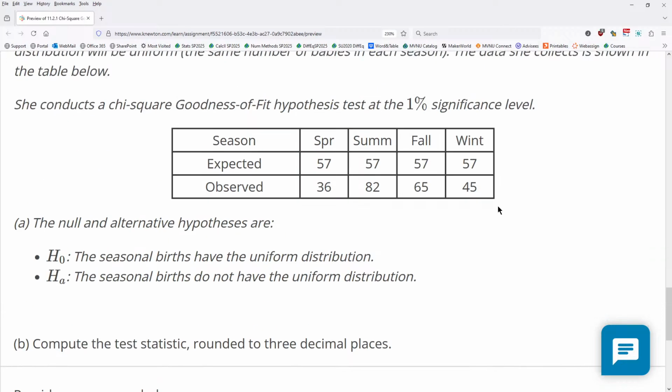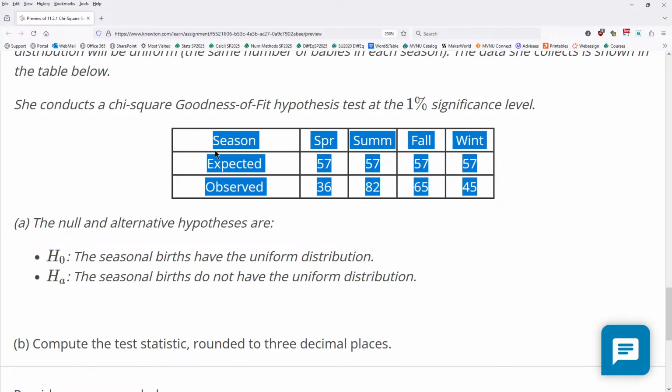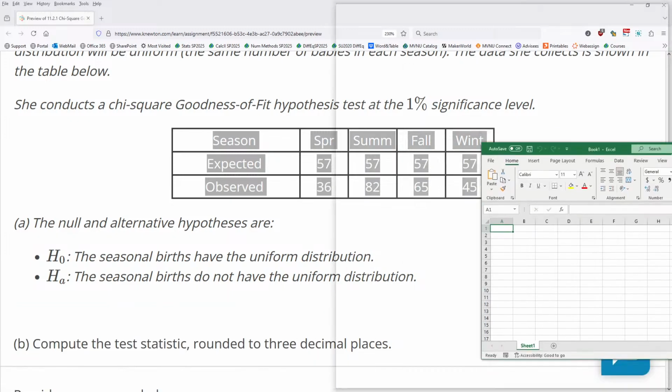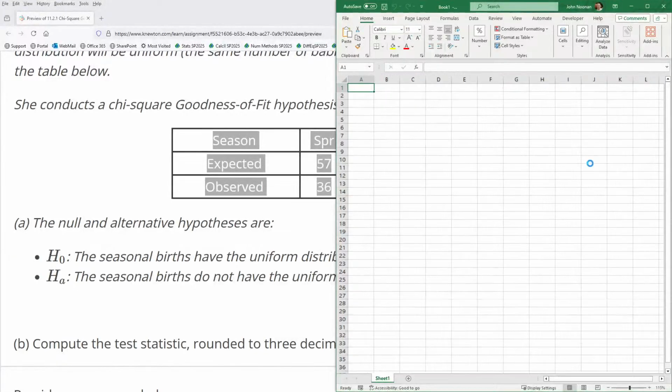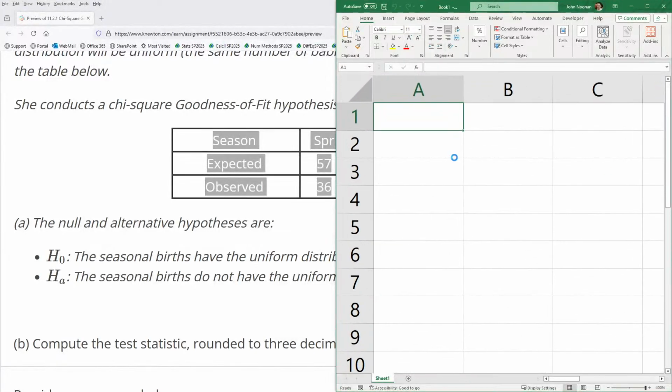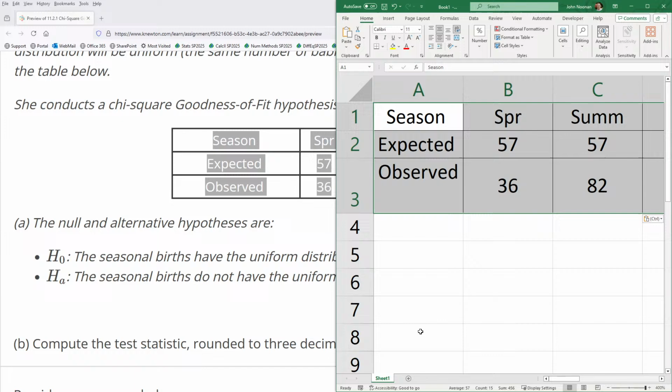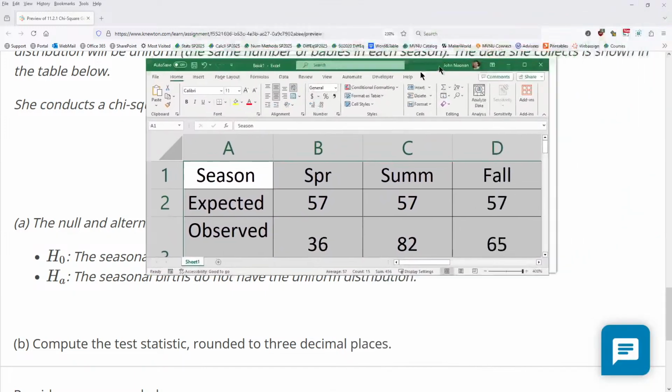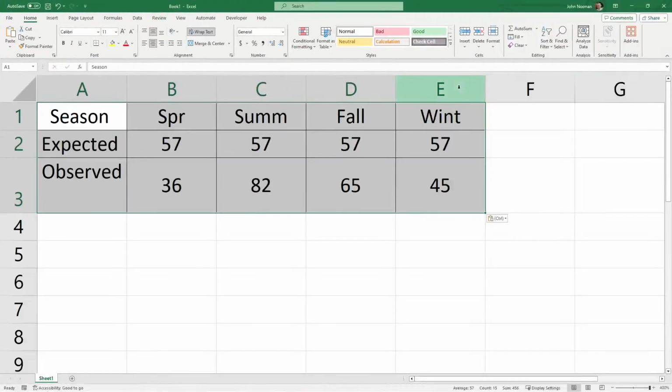Okay, the test statistic. So here's how I would do this if I wanted to do this using Excel. Just to show you, I'm pulling up an Excel sheet here. Let me put it over here so you can see it and make it huge. Okay, so I have just copied and pasted my numbers in here.